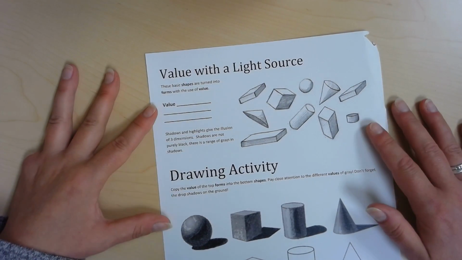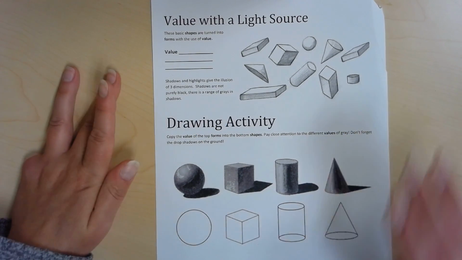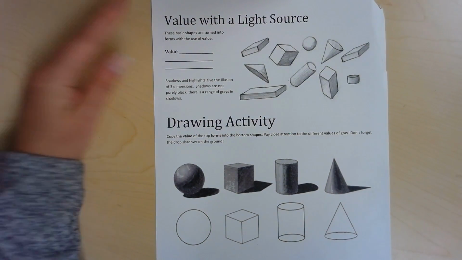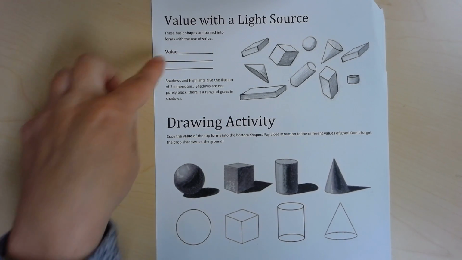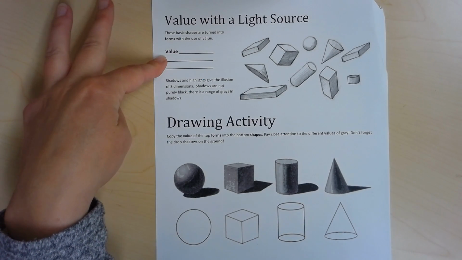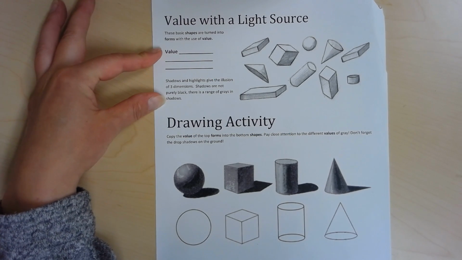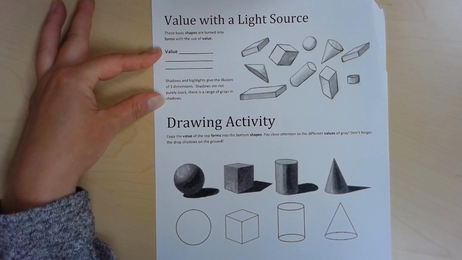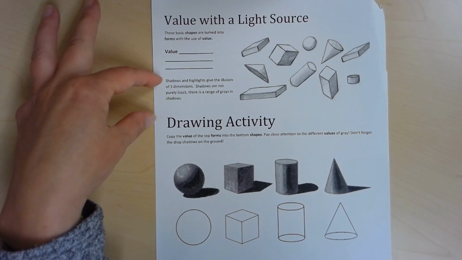So this is a little bit more complicated, this side. We're going to start talking about value now and adding light sources. At the top of the page it says, these basic shapes are turned into forms with the use of value. Value, here is your definition. I will say it twice. Or actually, you can just pause and rewind. How about that? Value is the difference between the lightness and the darkness of an object. The relative lightness and darkness of an object.